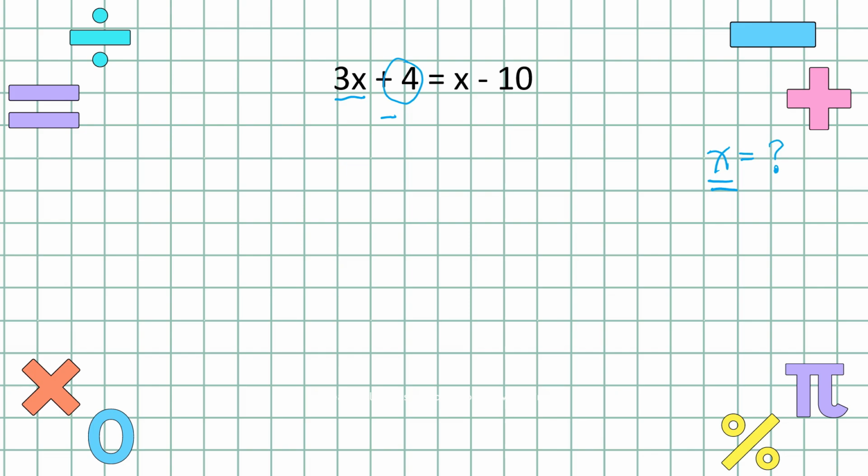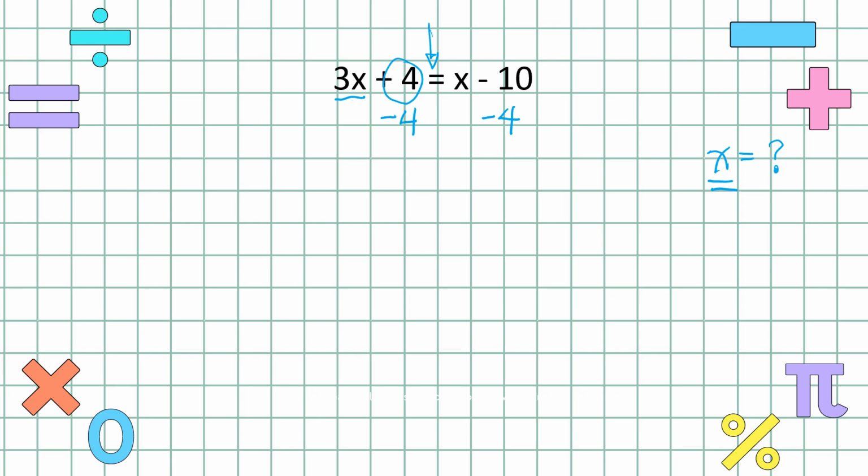What we need to do is to remove the positive 4, so we add its opposite, which is negative 4, and we will also be adding a negative 4 on the other side to keep it balanced, because again, we are dealing with an equation which has an equal sign. So whatever we apply on the left side must also be applied on the right side.